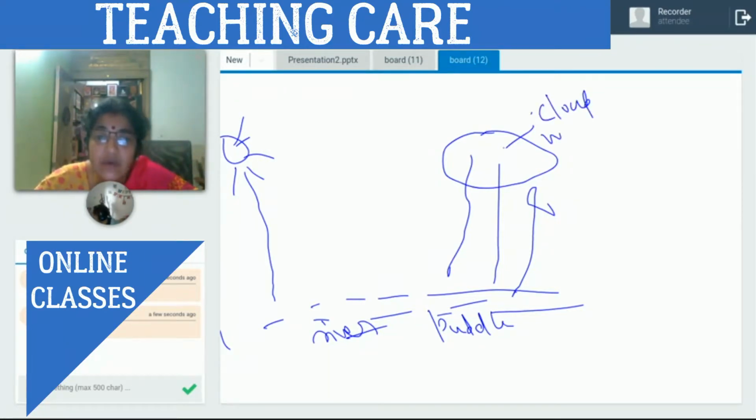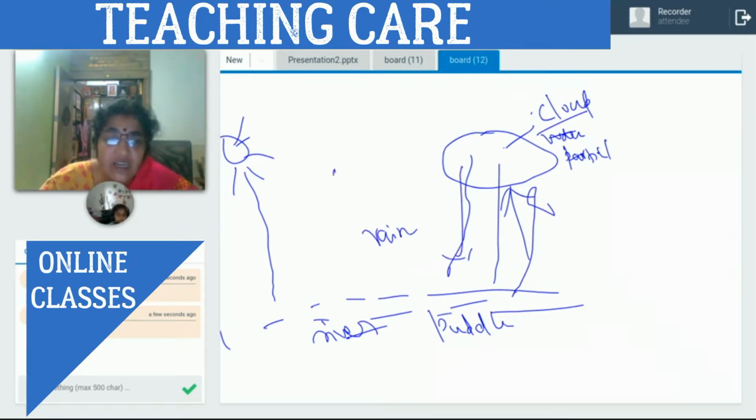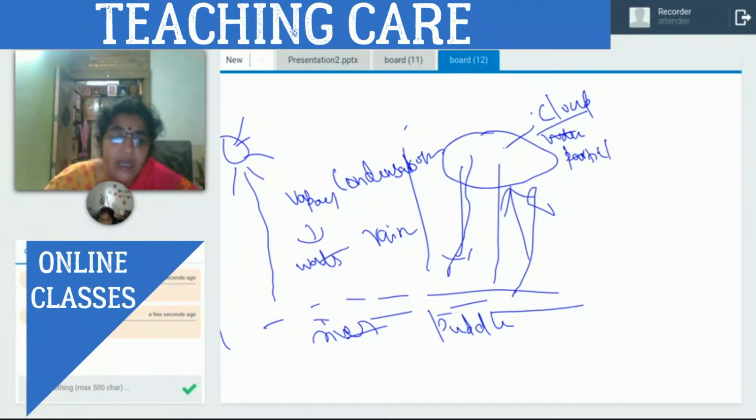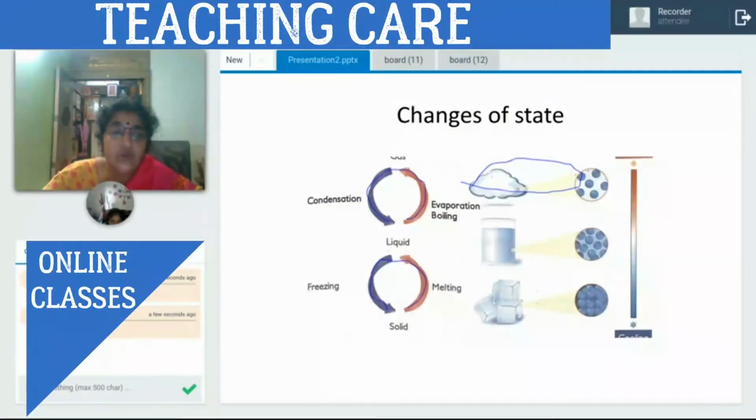So the cloud is water particles. Okay, the vapor will settle in the cloud as water particles, which will come as rain. That is called condensation. So condensation is vapor to water. But how did this water first change into vapor? That was the first step, right? So liquid water, if it goes to gas, then it is evaporation or boiling, right? But if the gas comes as liquid, it is called condensation. That is what we are getting, rain.